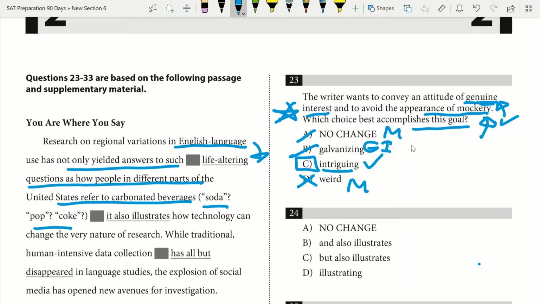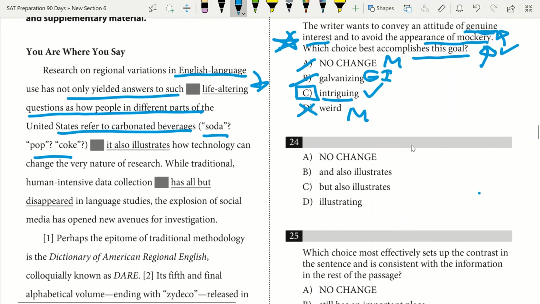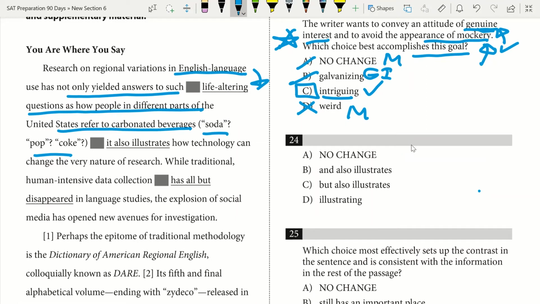All right, now we got 24. We go down, we have, it also illustrates how technology can change the very nature of research. Well, what's doing that? Let's take a look. If we rewind a little bit, I'm going to put this in green now so you can see I'm rewinding. We have research on regional variations in the English language has not only yielded answers to such intriguing questions as how people in different parts of the United States refer to carbonated beverages. The key thing right there is the words not only. I'm boxing it in green and I'll put a star by it so it's more visible. Because it has not only yielded answers to certain things, I have to say but also.